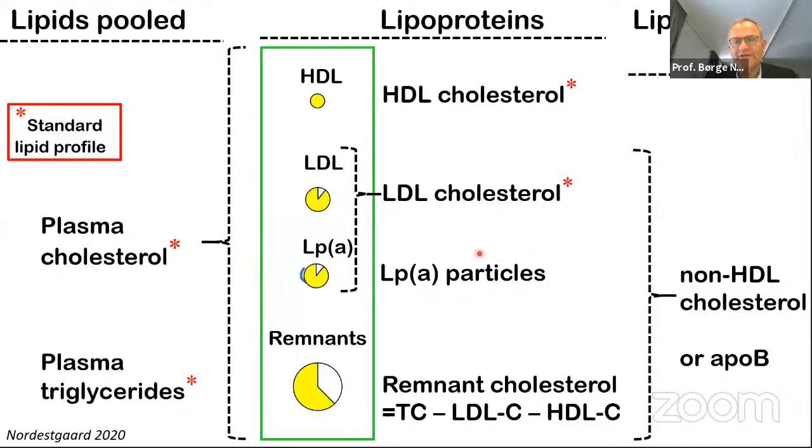Lp(a) should also be measured, but note Lp(a) cholesterol is part of LDL cholesterol. And then finally, the fourth fraction, remnant cholesterol. I prefer, rather than just looking at plasma triglycerides, to actually calculate remnant cholesterol to better understand you have HDL cholesterol, LDL cholesterol, and remnant cholesterol. This is total cholesterol minus LDL cholesterol minus HDL cholesterol. Guidelines and many people also focus on pooling all these together as non-HDL cholesterol or just measuring apolipoprotein B.